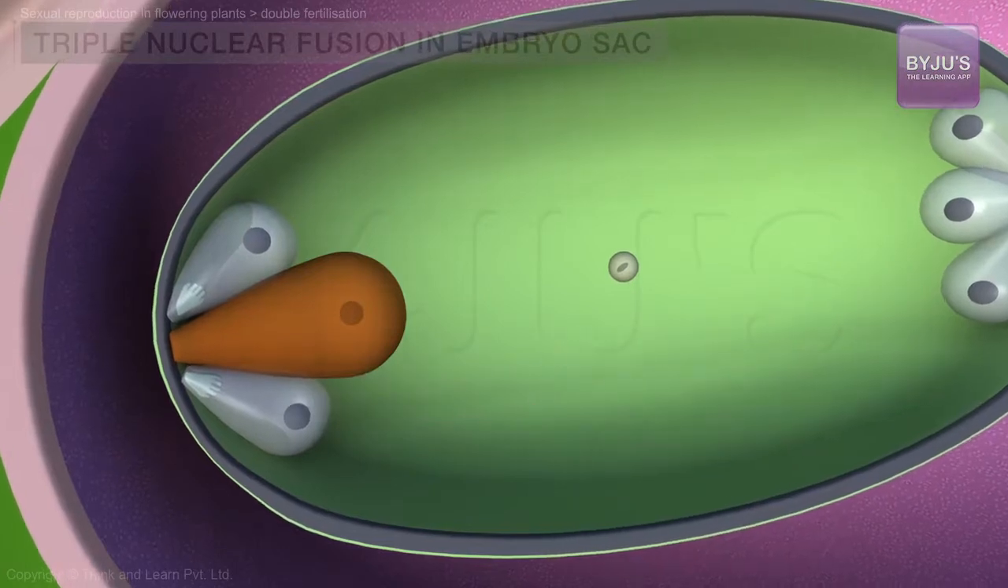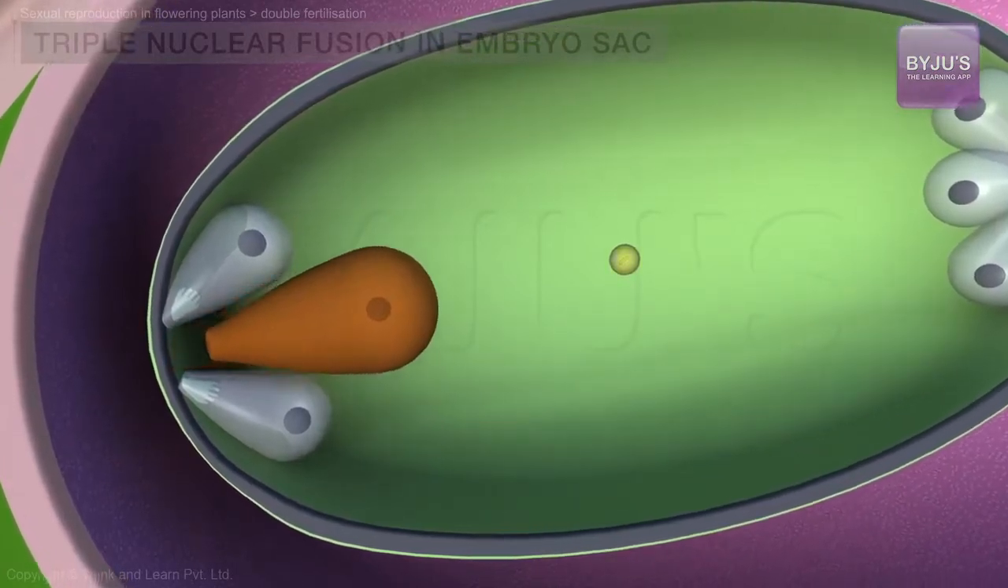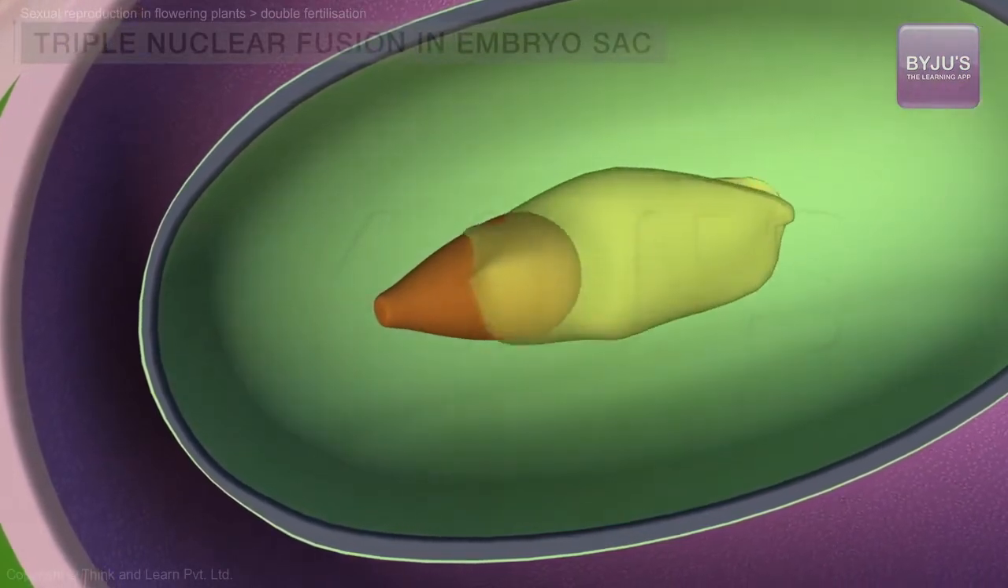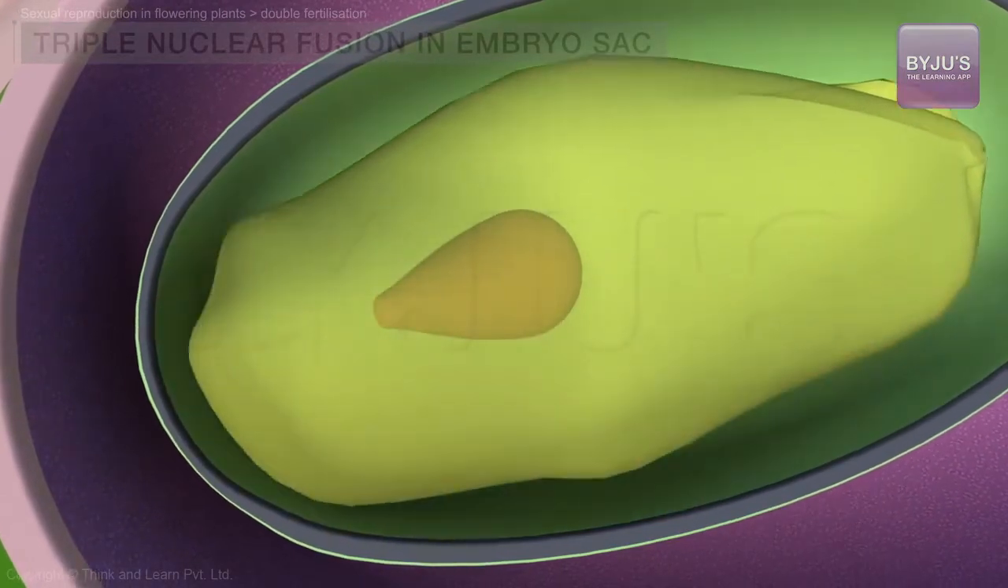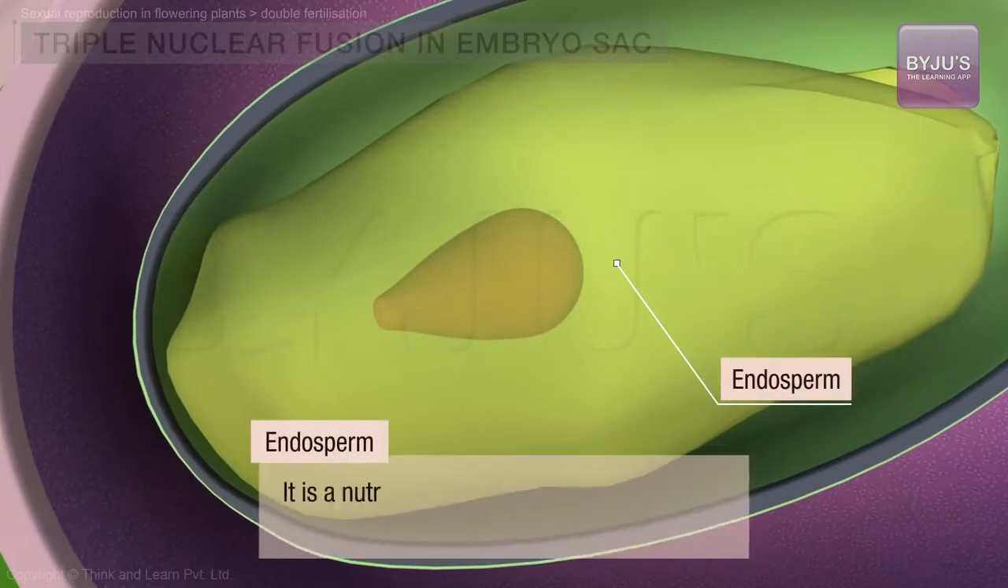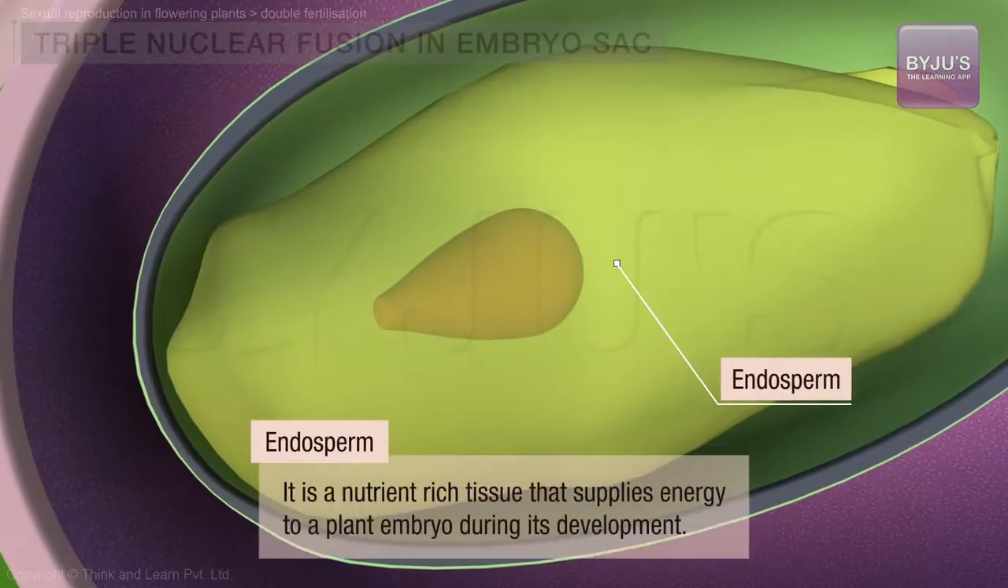Fertilization in flowering plants accomplishes two things. One, it creates a diploid zygote, which develops into an embryo. And two, it creates a triploid cell, that is the PEN, which eventually develops into endosperm, a nutrient-rich tissue that supplies energy to a plant embryo during its development.